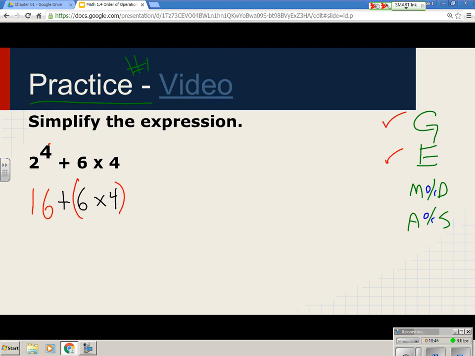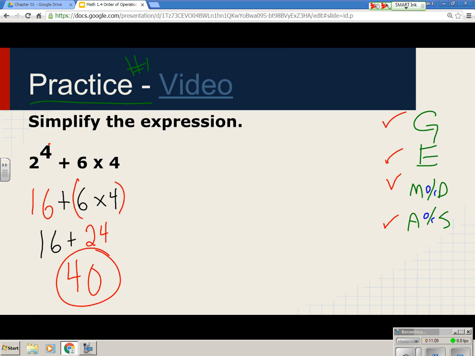6 times 4 is 24. And then what about the 16 plus? Remember, we have to bring that down because eventually, and now we're going to do it, we're going to have to add them together because we don't have any more multiplication or division. We just have addition or subtraction. In this case, it's addition. So 24 plus 16 is 40, and that's your final answer.